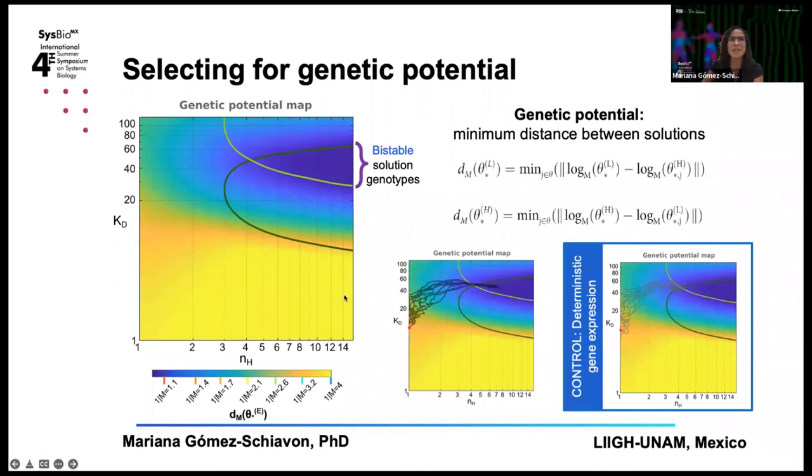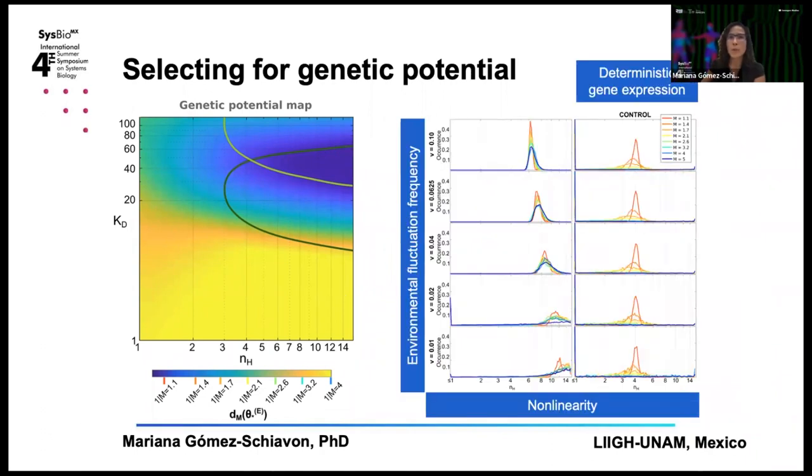But that is not the whole story here. When we repeat these simulations for different frequencies of the environmental changes, we observe that as the environment becomes slower, the epochs become larger, then the selected nonlinearity also becomes larger, even if the population is already in this region where the genetic potential is optimal. More importantly, this is not observed in the control simulations. We don't have the same pattern in the control simulations. It's only in the presence of noise.